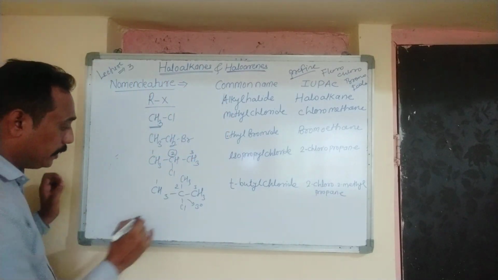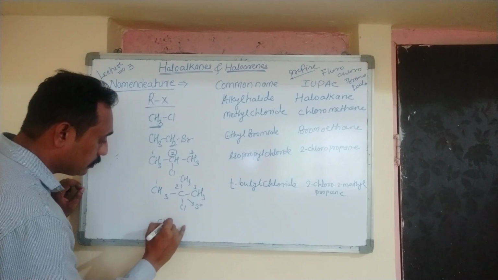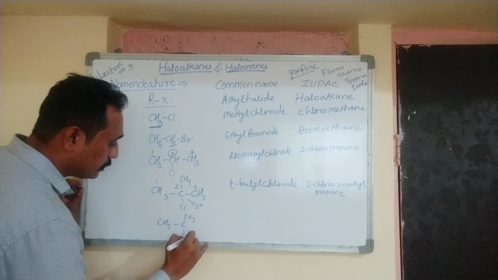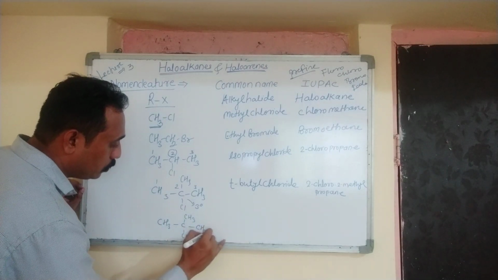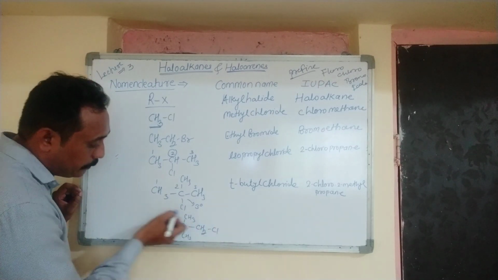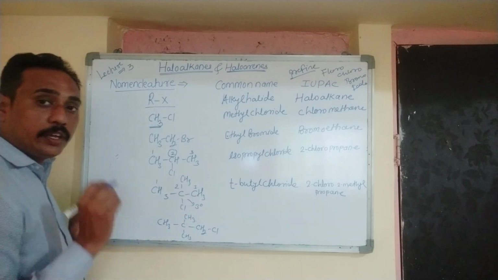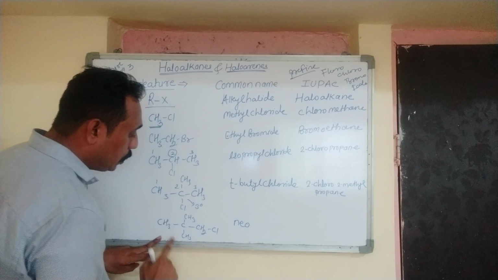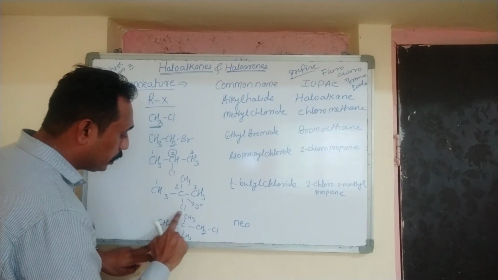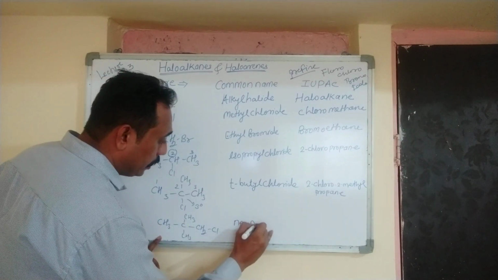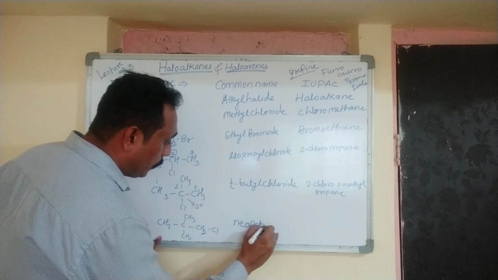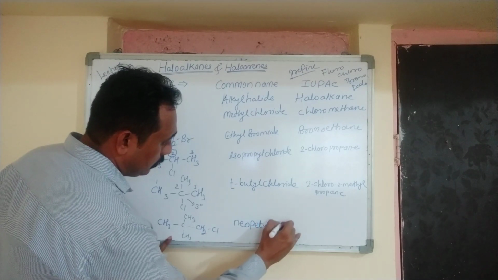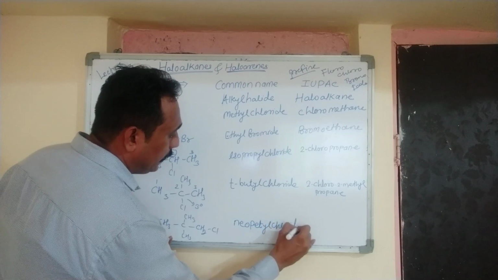Now the next example is CH3C(CH3)2CH2Cl. We know that if such a group is there, we call it neo. And how many carbons are there? 1, 2, 3, 4, 5, that's why pent, neopentyl group. So neopentyl chloride.